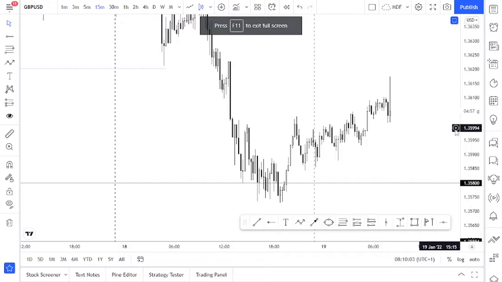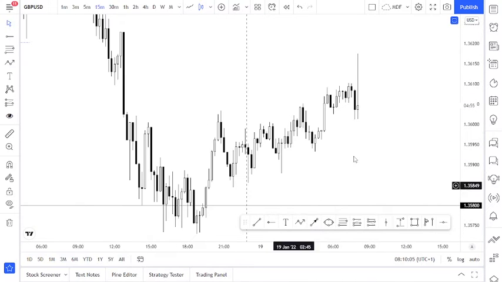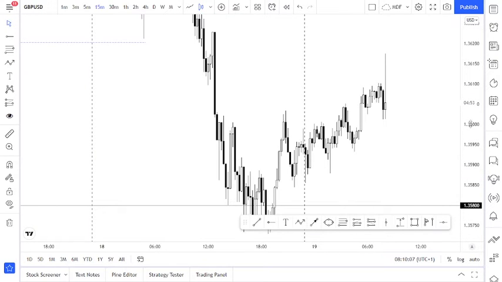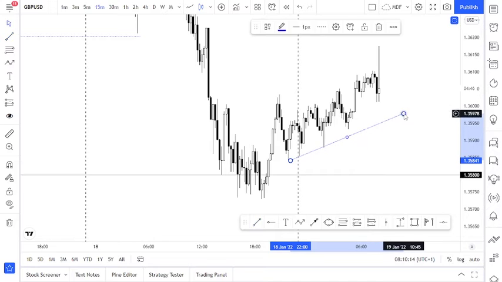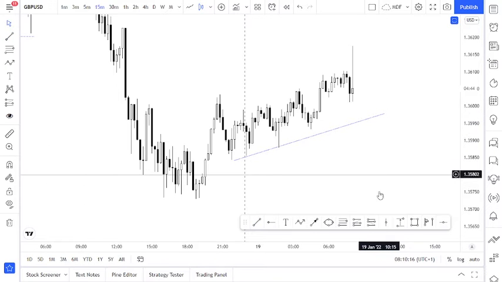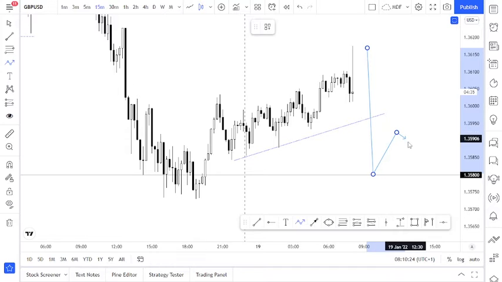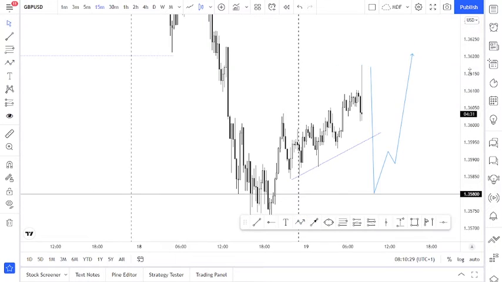Basically, I don't like the formation at all. So for now, I'm not seeing any entry. The only thing I'm seeing is liquidities. All these things are just liquidities. There's a tendency that this market might want to come back and clear all this, probably returning back to my entry, before we see some kind of continuation to the upside. So there's a tendency for that.